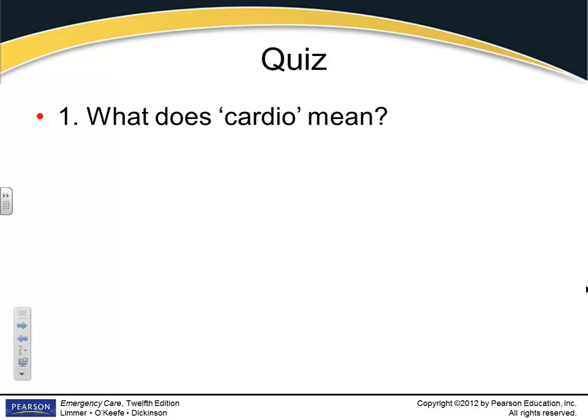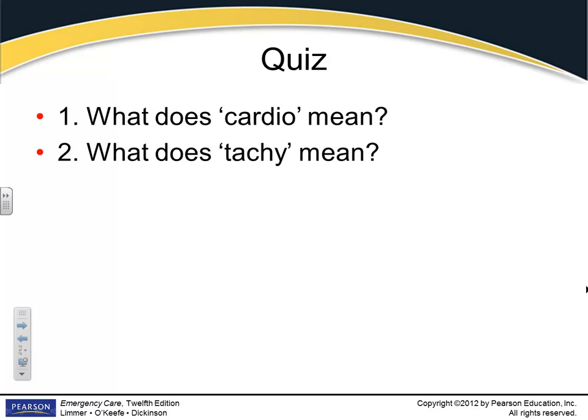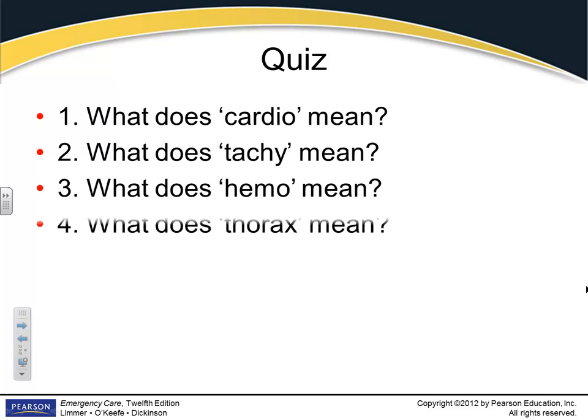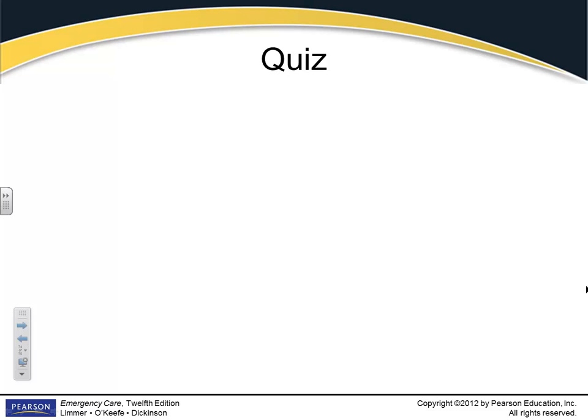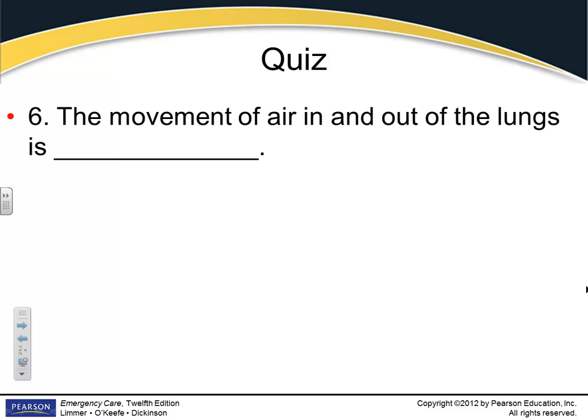Okay, you ready for a quiz? What does cardio mean? Heart. What does tachy mean? Fast. Hemo. Blood. Thorax. Chest. What type of muscle can generate its own electrical stimulus? Cardiac muscle. And what do you call its ability? Automaticity. The movement of air in and out of the lungs is ventilation. That's right. That's just movement of air in and out.